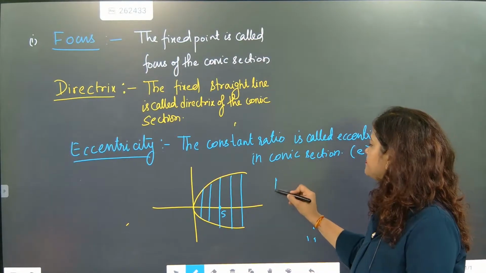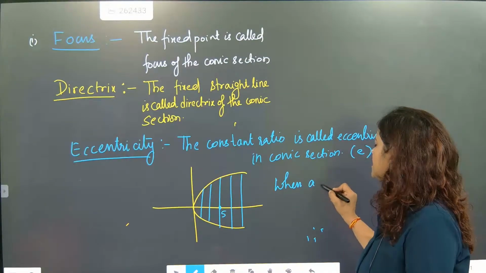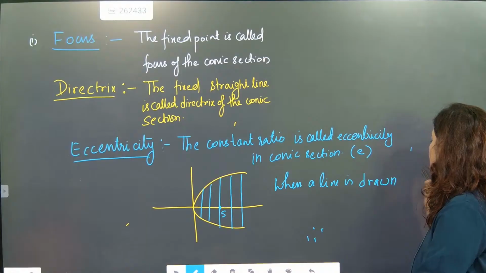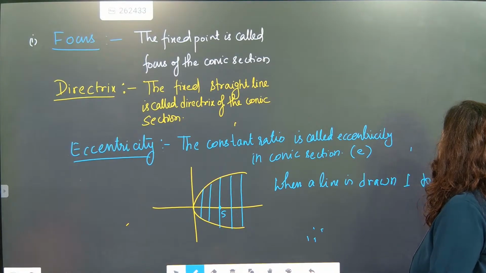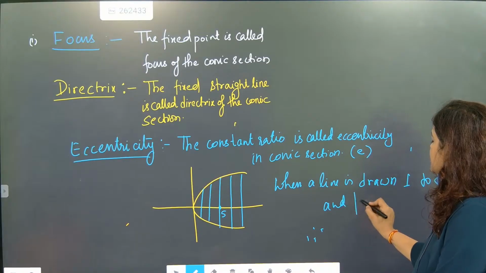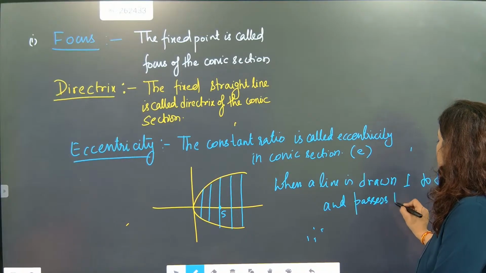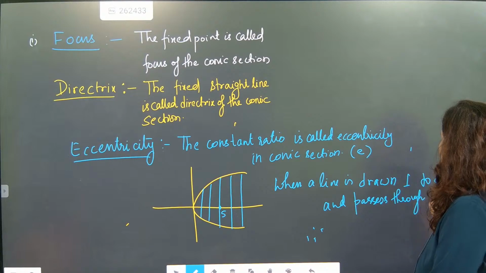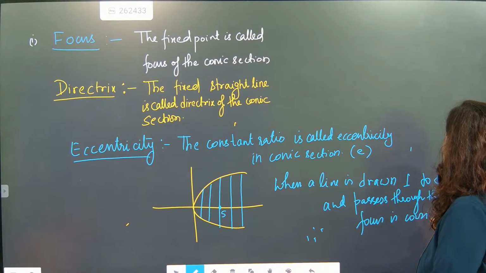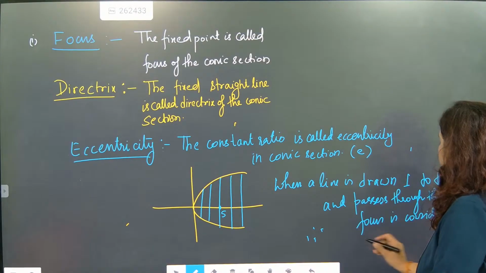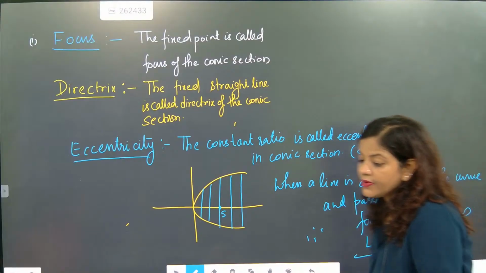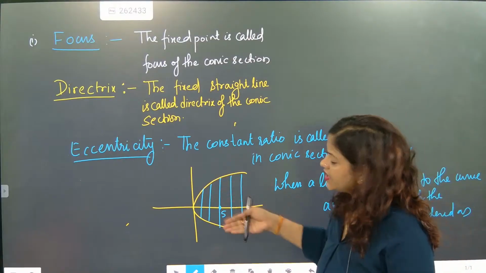So when a line is drawn perpendicular to the axis and passes through the focus, it is considered as the latus rectum, LR. It is considered as what, beta? Latus rectum. So many lines we can draw.